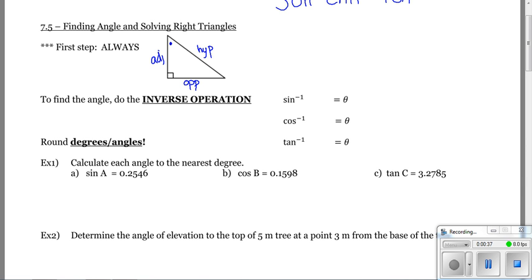Now, I'm just going to reiterate. Lowercase letters represent side length, and uppercase represent angle.